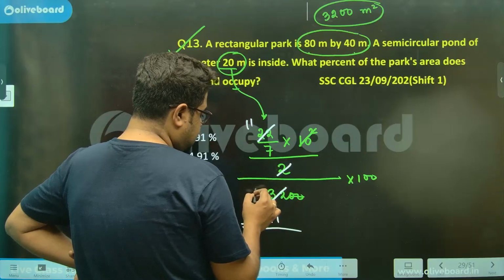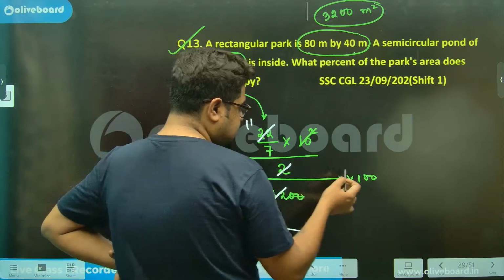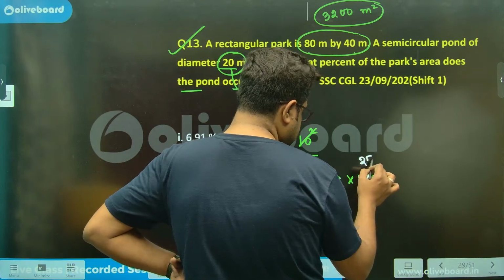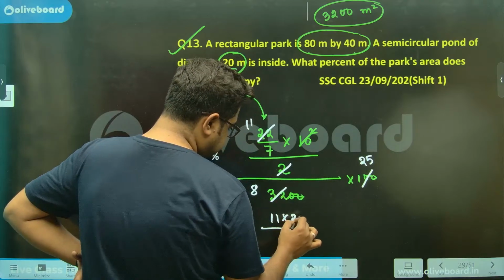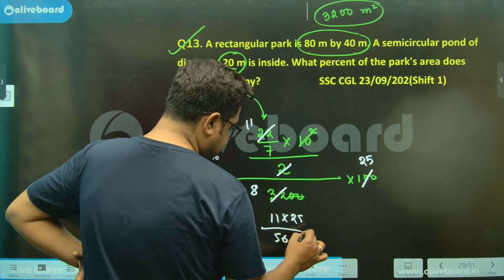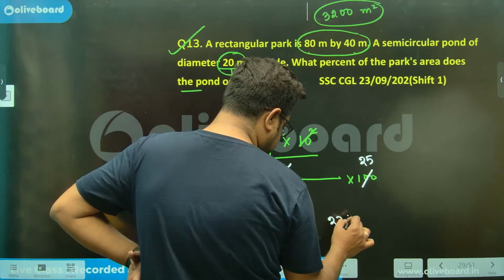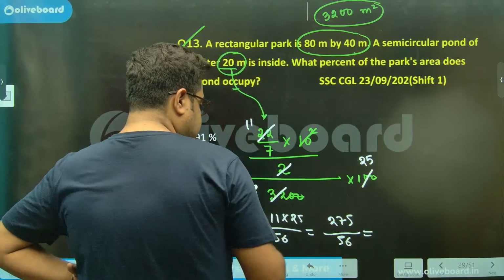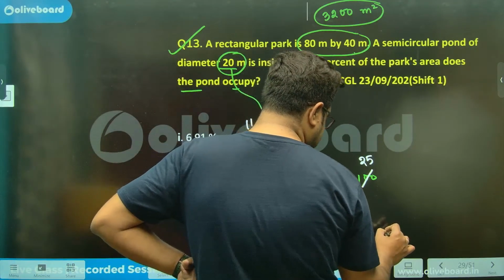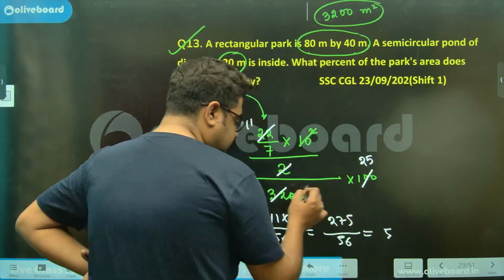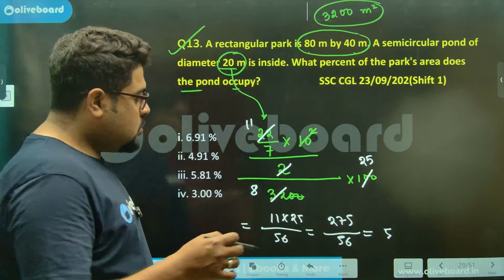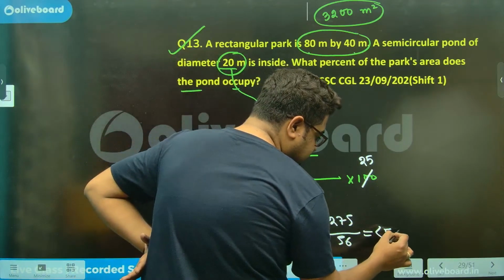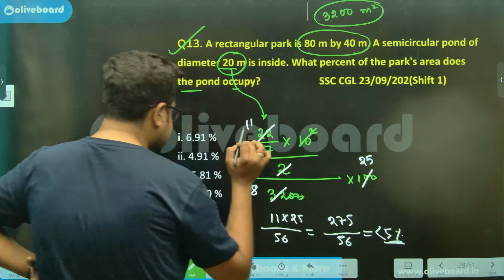Sir, 4 eights of this. 275 divided by 56. Sir, 5% if I take 56 at 280. So just less than 5% will be my answer. Just less than 5%, sir.